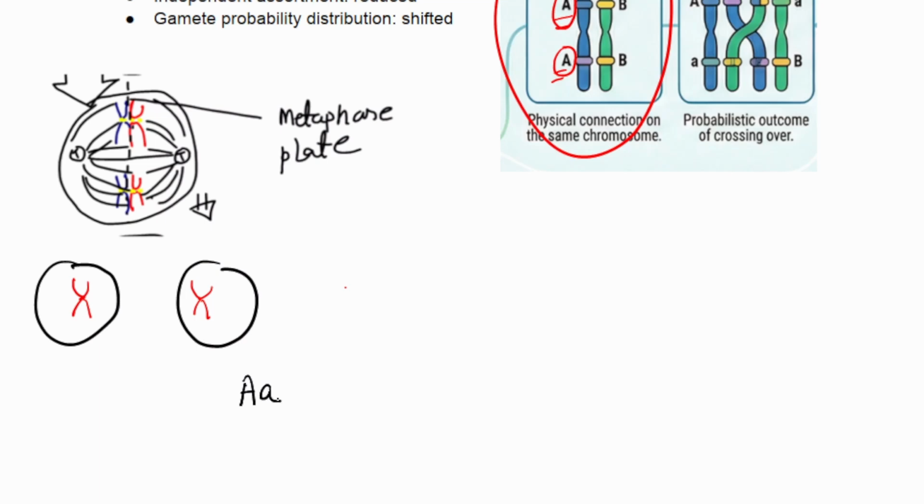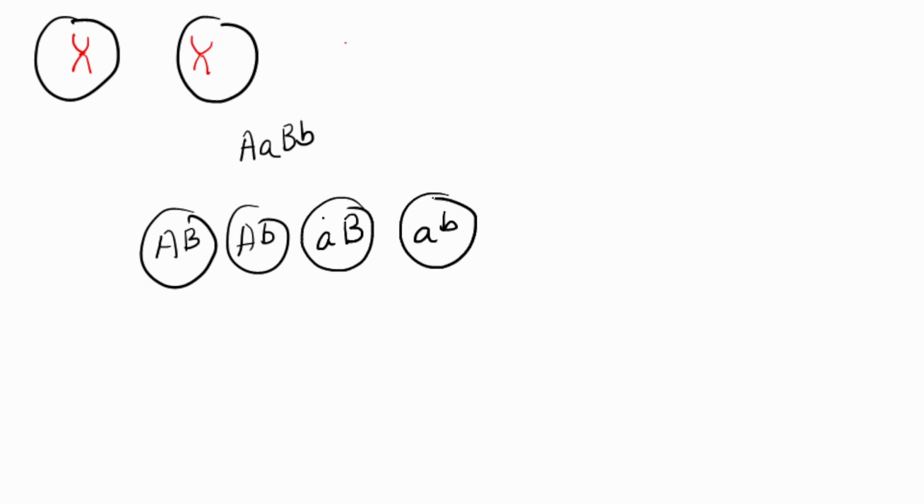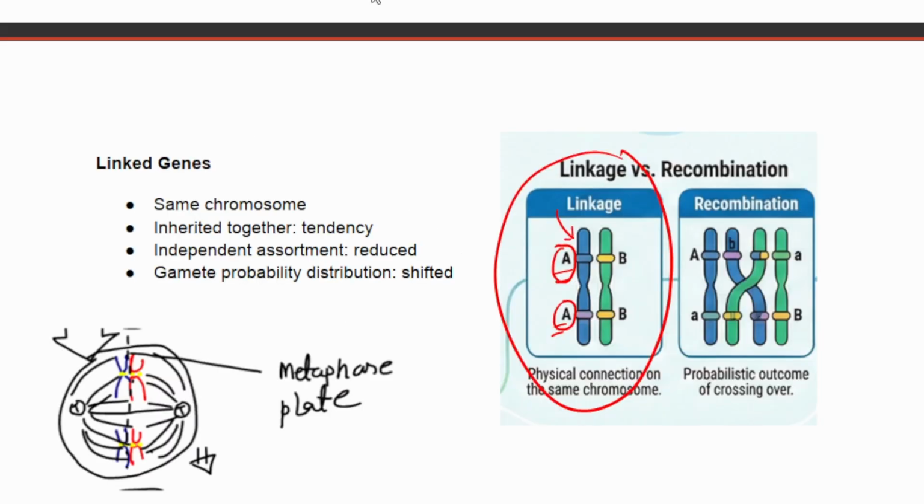Capital A small a, capital B small b individual will make capital A capital B, capital A small b, small a capital B, and small a small b gametes in equal proportions, and that we write as 25, 25, 25, and 25. That means all four of the gametes have 25% chance, or equal probabilities. And as we were talking about the linked gene, when there's the phenomenon of linked genes, we were saying that the assumption quietly breaks down here.